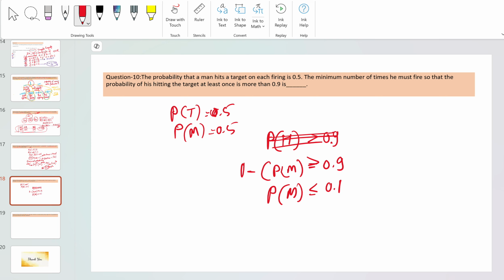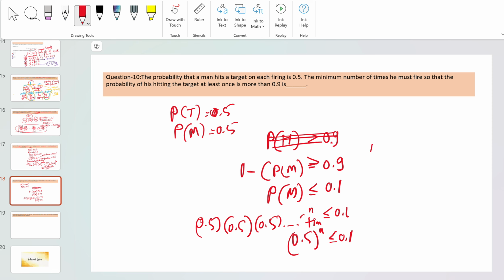And when it misses the target all the times, suppose 0.5 it missed, then 0.5 it missed, 0.5 again it missed, so all the way till n times. So it means 0.5 to the power n is equal to 0.1. When you take the log both sides, n log 0.5 is equal to log 0.1, so n is greater than or equal to log 0.1 divided by log 0.5.